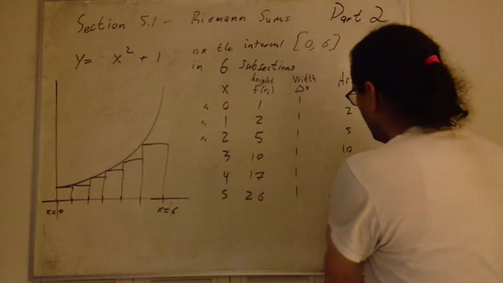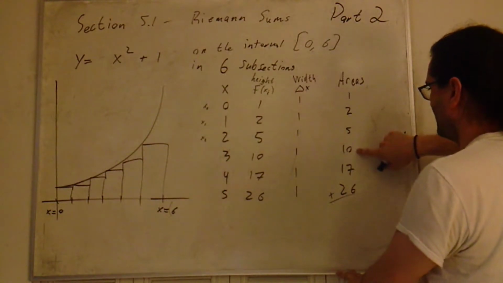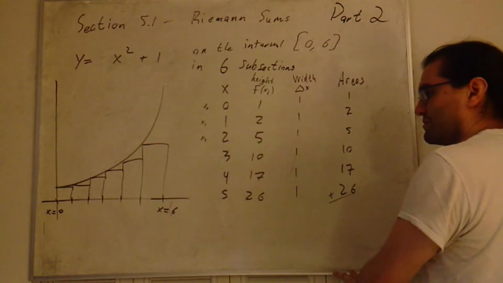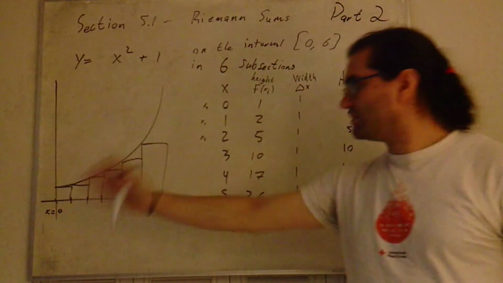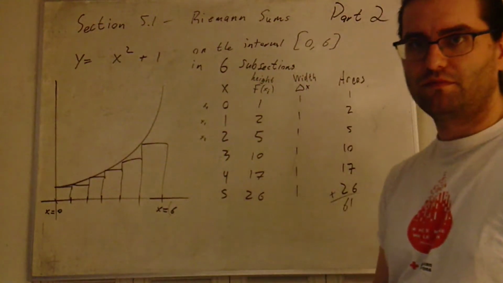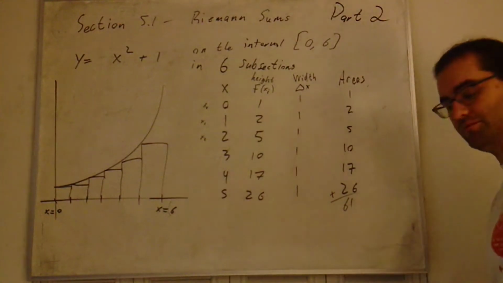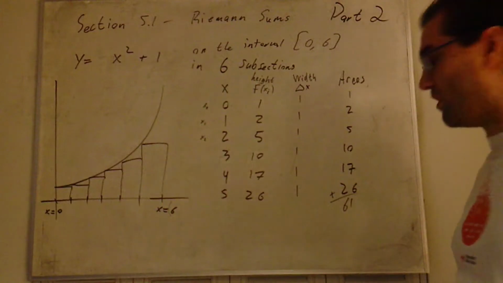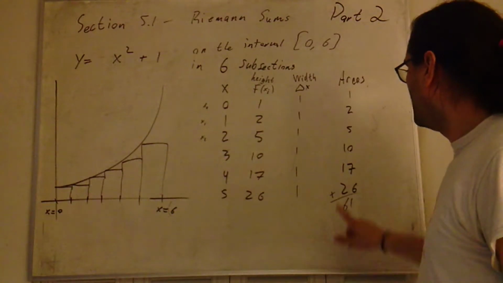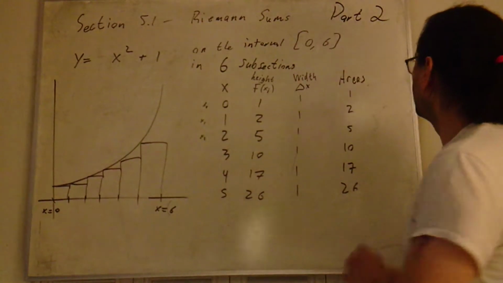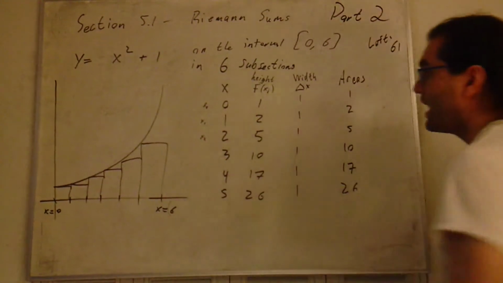And then I can get a left Riemann sum by adding these 6 areas together. So that'll be 3, 8, 18, 35. 35 plus 26 is probably 61. Okay, so the left endpoint Riemann sum, I usually just abbreviate that to left Riemann sum, is 61, which is a lot closer to our 82 average than our first 46 guess. So left is 61.